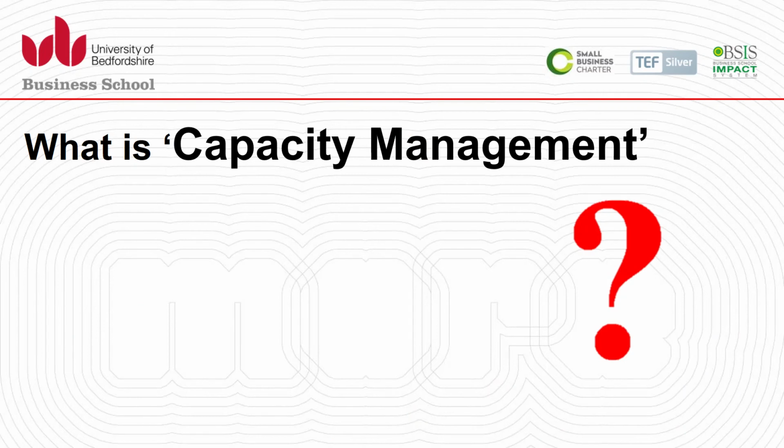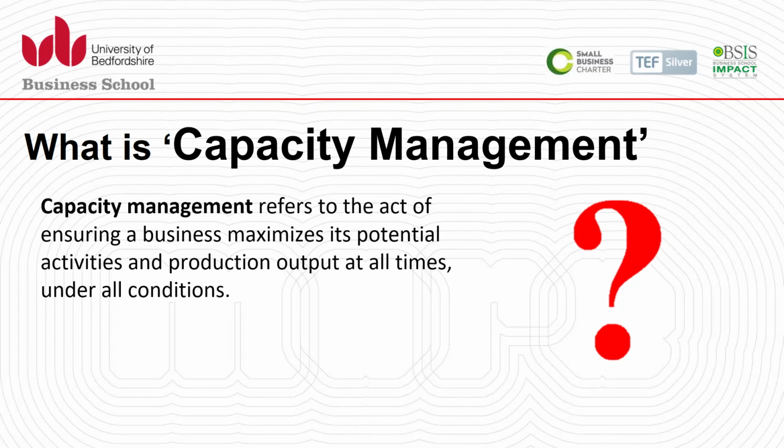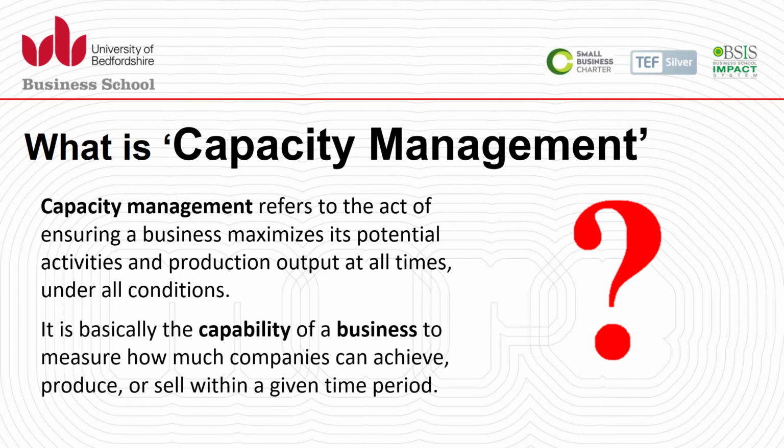So when we understand the capacity, the next question is what then is capacity management? So we look at capacity management in this slide and we say capacity management refers to the act of ensuring a business maximizes its potential activities and production output at all times under all conditions. It is basically the capability of any business to measure how much the company can achieve or the business can produce or sell within a given time period, to ultimately achieve maximum productivity or profit.